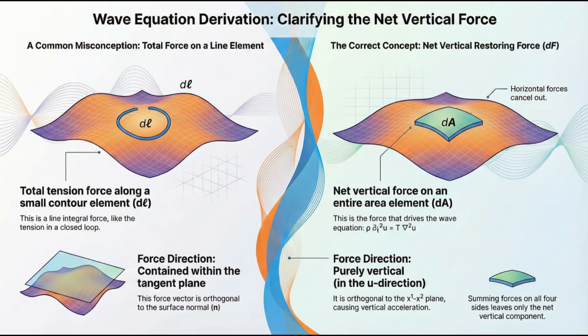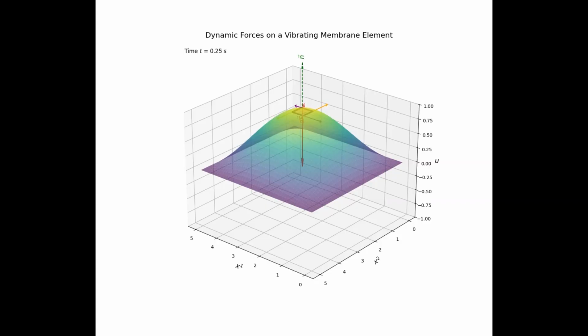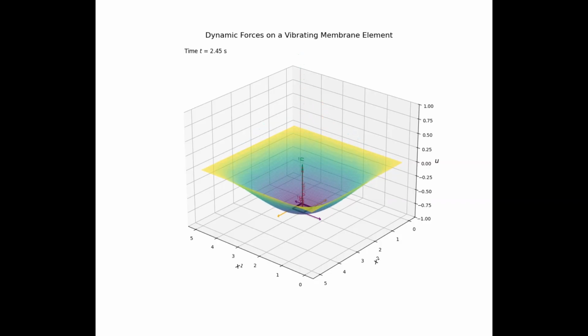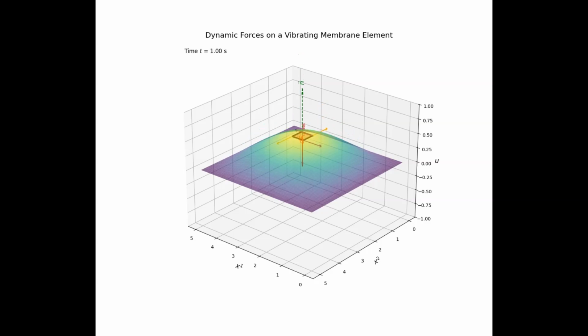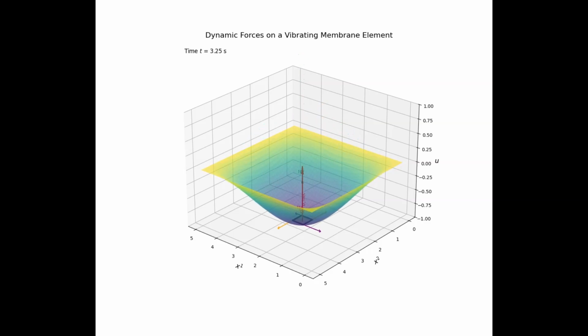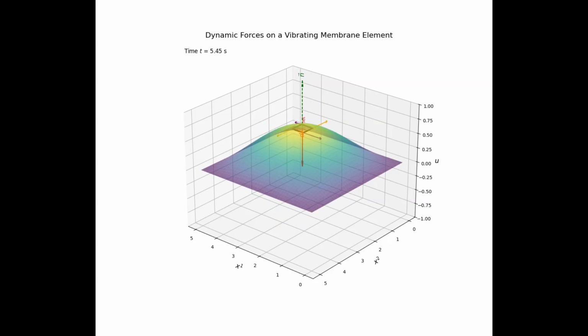First, the net vertical restoring force is totally different from the tension pulling on some little contour element. See, that tension force is stuck in the tangent plane, pulling sideways. But the net vertical force, that's the one acting on the whole little patch of area, pushing it up or down. Second, why is this net force strictly vertical?